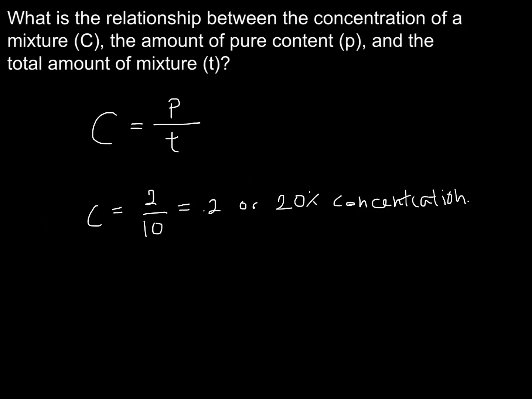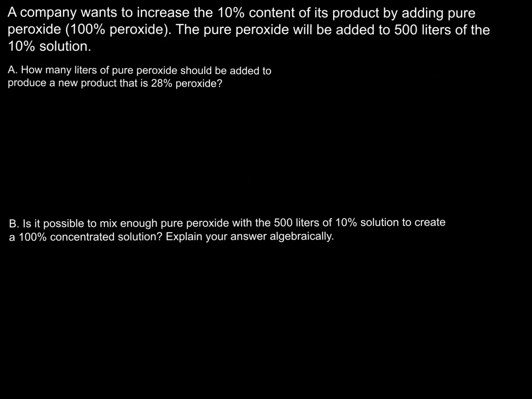All right, with this in our back pocket, now let's go ahead and apply this in solving some more complicated situations. A company wants to increase the 10% content of its product by adding pure peroxide, which is 100% peroxide. The pure peroxide will be added to 500 liters of the 10% solution. So first question is, A, how many liters of pure peroxide should be added to produce a new product that is 28% peroxide? And then B, is it possible to mix enough pure peroxide with 500 liters of 10% solution to create a 100% concentrated solution?